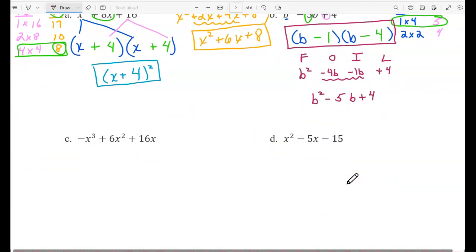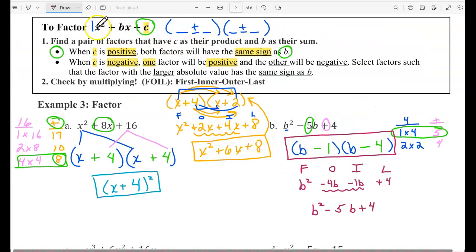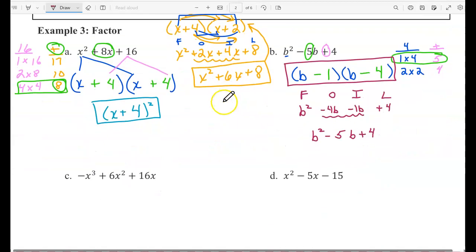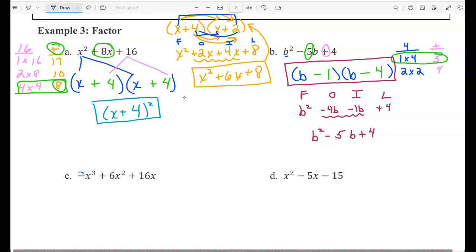C, same approach, except now it looks a little bit different. Notice that the factoring format we've been working on always had an x squared and an x and then a constant that stood alone. And now this looks a little bit different. So we want to think about what we learned in the last section that said our first factoring technique should always be the GCF. So I'm first going to take a GCF out of this problem. I know an x appears in every single term. So I'm going to factor an x.